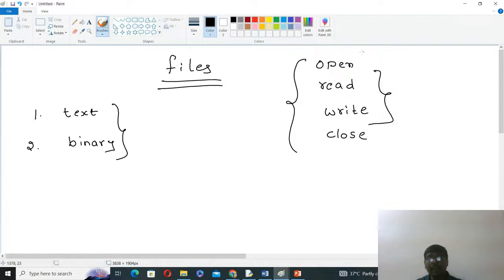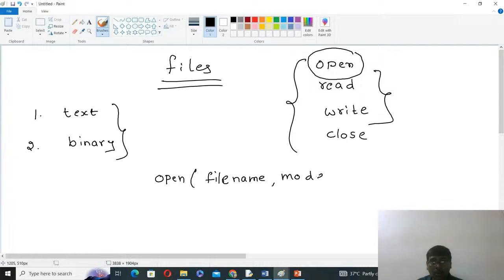Now, for opening a file, Python consists of some predefined function, open(). First, I will explain the syntax, and then I will explain the same syntax by considering examples. Now, open(): here you write the file name, comma, mode.